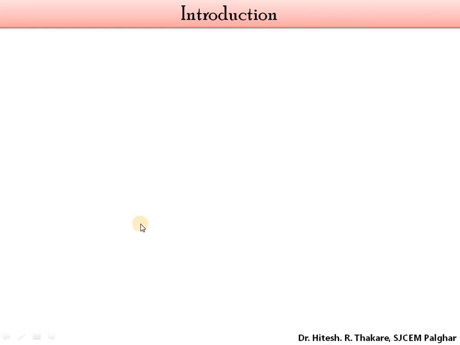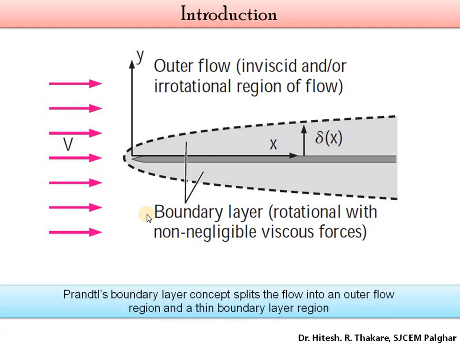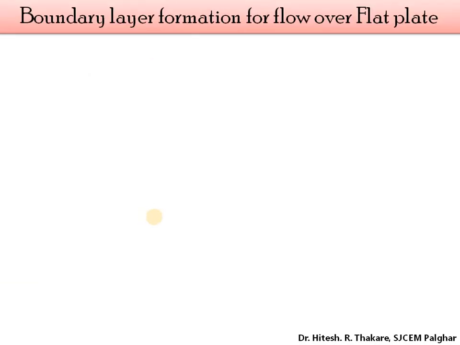Hello everyone. We are going to continue from our previous session in which we discussed that Ludwig Prandtl divided the flow into outer flow region and boundary layer region. In case of outer flow, the effects of viscosity are negligible as well as the effects of rotationality can be neglected. In case of boundary layer, rotational effects and viscous forces cannot be neglected. That's why we need to develop an understanding about the formation of boundary layer, which we are now going to discuss.